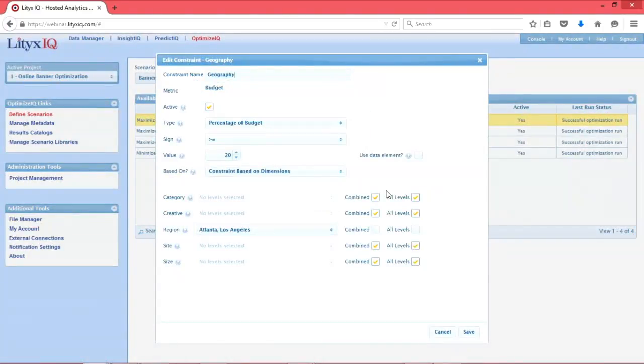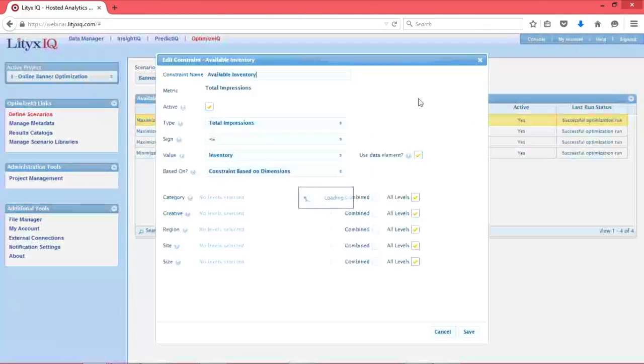From a geographical standpoint, as I mentioned, we have 3 regions. We have an Atlanta and a Los Angeles, as well as a national region here. And what we'd like to do, just from a segmentation and regional targeting perspective, is ensure that at least 20% of our budget is assigned to our localities, Atlanta and Los Angeles. So percentage budget greater than or equal to 20 applied to Atlanta and Los Angeles separately.